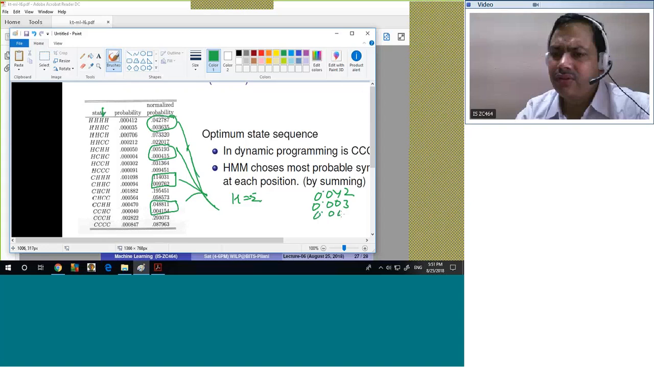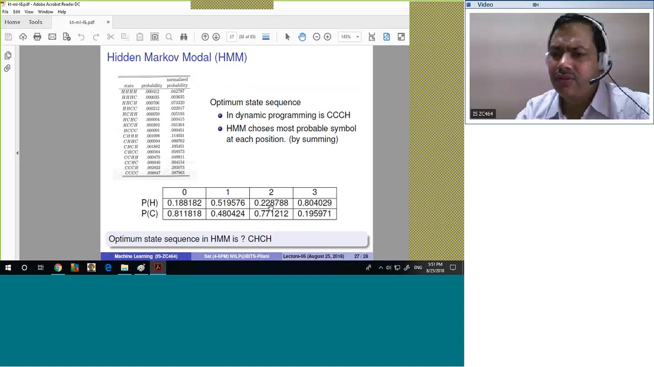And then 0.005, 0.004, 114, and so on. Can anybody find it? If you are working with me, you would be getting this value. You would be getting 0.227988. Okay, you would be getting this value.